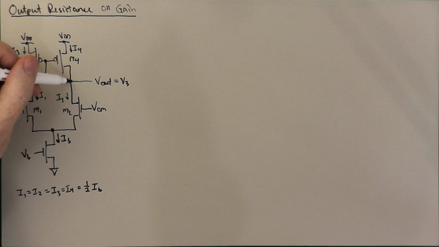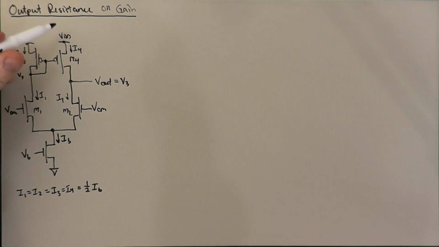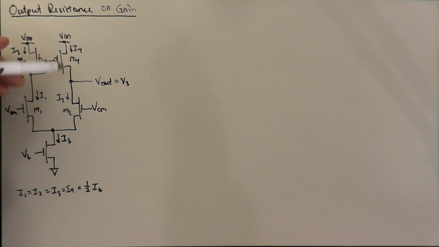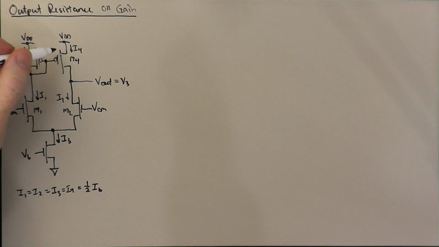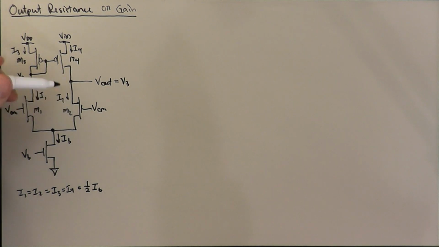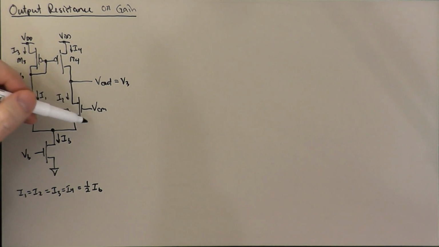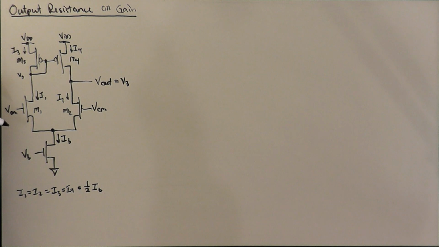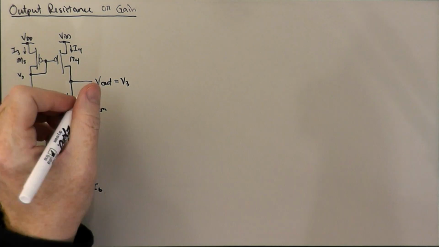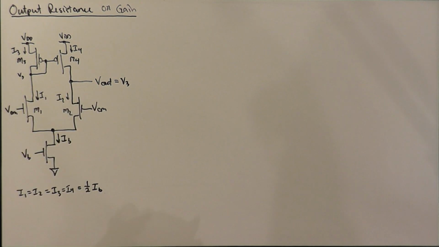And I want to consider with you two different cases where we consider the early effect of transistors M2 and M4 and their effect on by how much the output voltage moves when we apply some change in input voltage to one side of our differential amplifier. And so I'm going to take my input change and apply it to transistor M2.